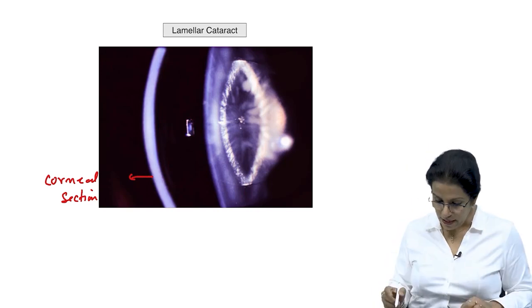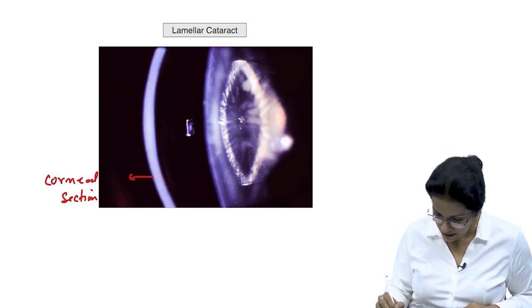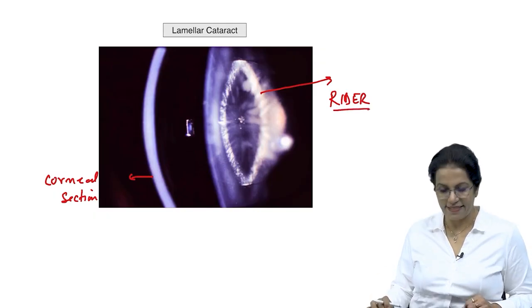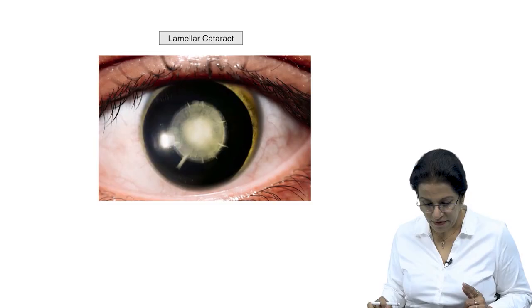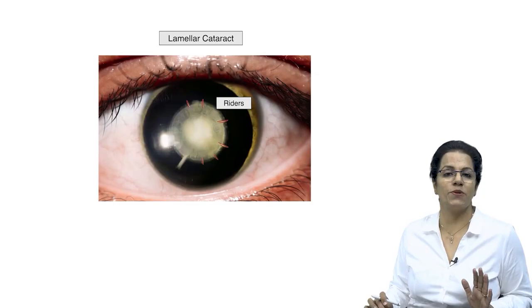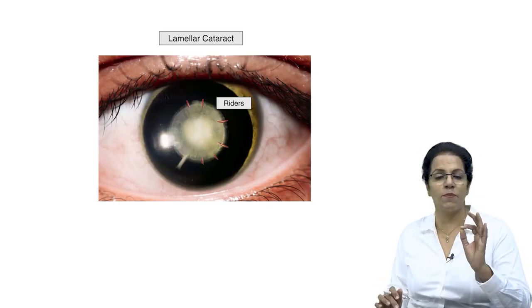Whereas here also nucleus, that is what you are seeing here, and you can even see the radial opacities. These are all riders which are additionally seen here in the lamellar cataract. Again, this is the lamellar cataract with the riders in this view, right? So these are all riders which are shown here. This is an exam question, so keep in mind.